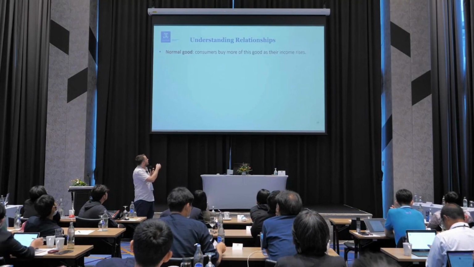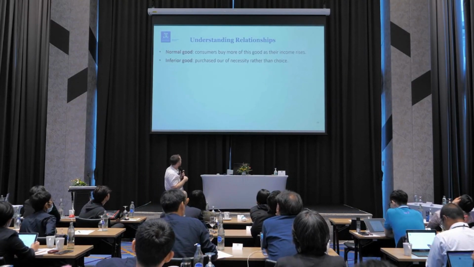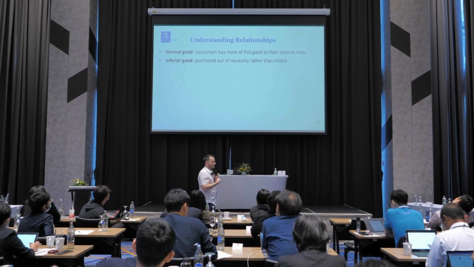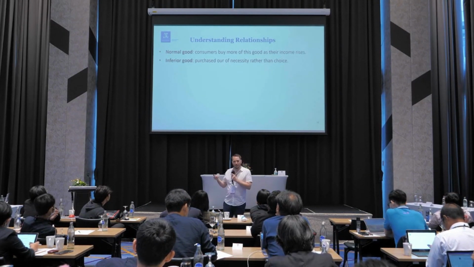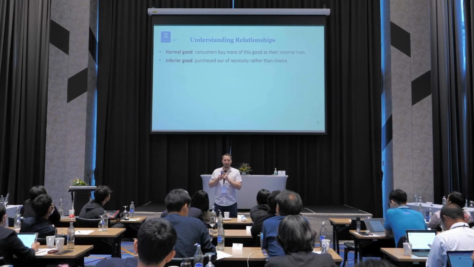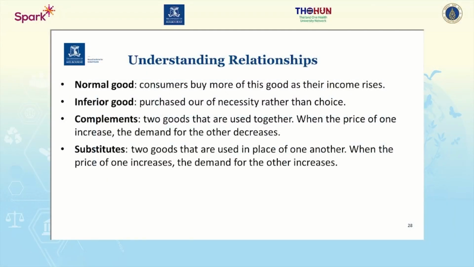What I was alluding to earlier. So normal good, consumers buy more of this good as their income rises. Inferior goods are purchased out of necessity rather than choice. Right? So it's not something you want to buy, but you don't have enough money to buy the thing you want to buy. So you buy this good, an inferior good. So complements, as I said, are two goods that are used together. When the price of one increases, the demand for the other decreases. So that's to say that the bundle of the two becomes more expensive, so you consume less.